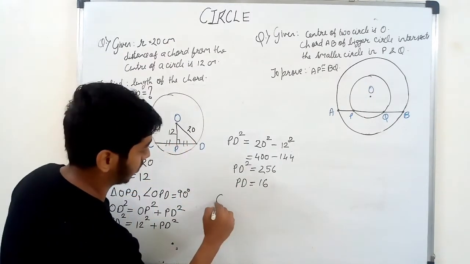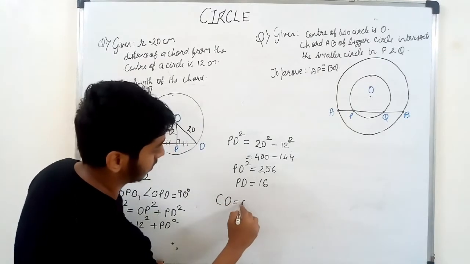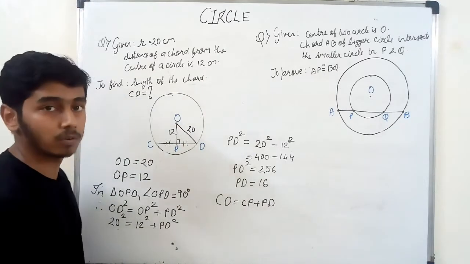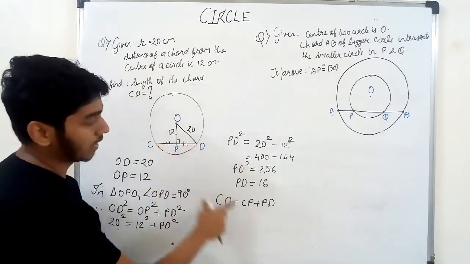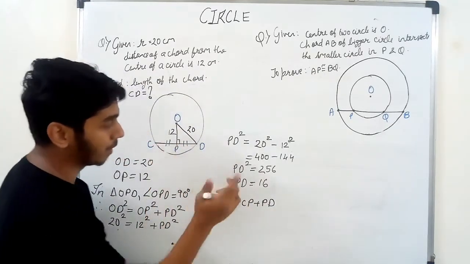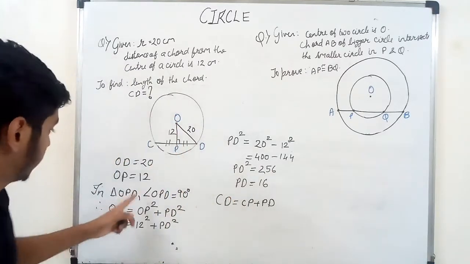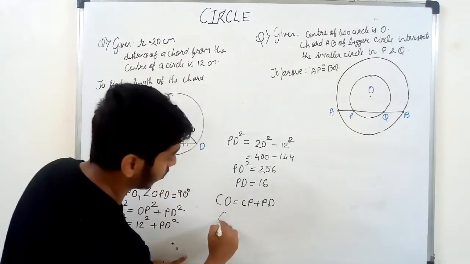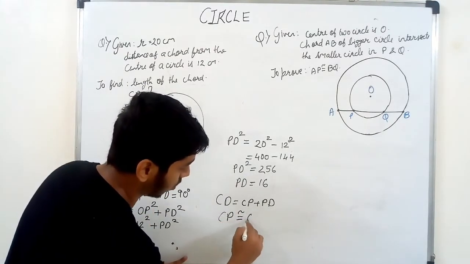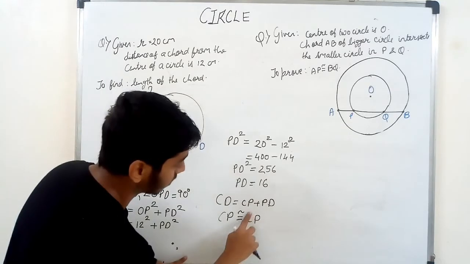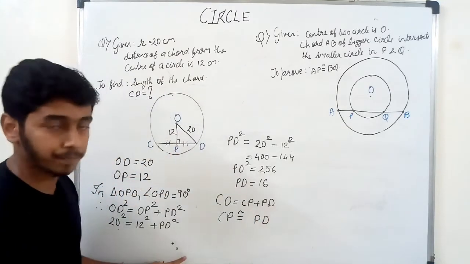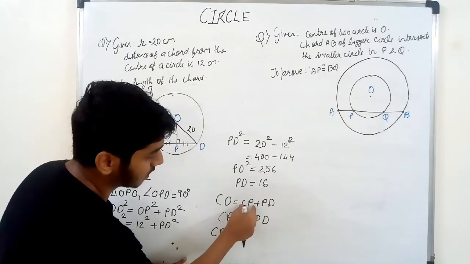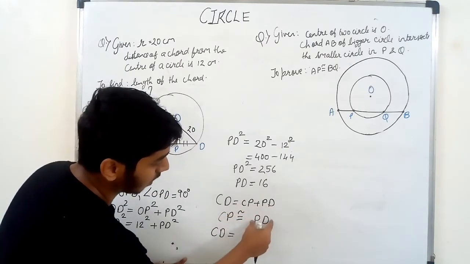But if you know, what will CD be? CP plus PD. Yes or no? CD, this whole length, is CP plus PD. But you know that, I've written CP is congruent to PD. You know that CP is congruent to PD. Correct? So instead of CP, I write CP as PD.